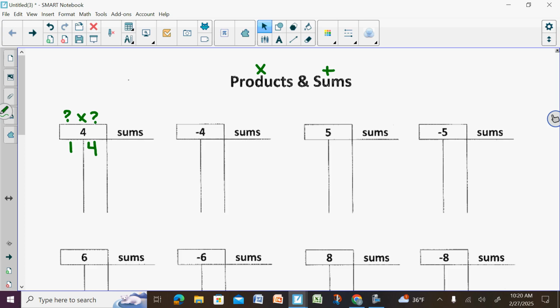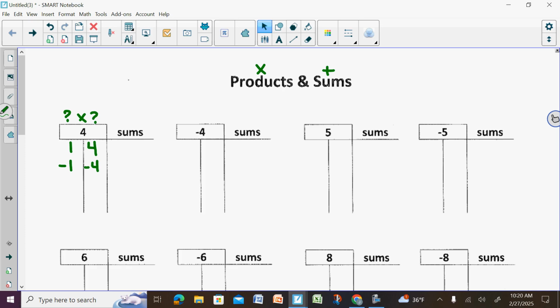I'll worry about the sums in a second. Once I get that one, this is the one that you might not think of. When you have a positive 4, we also have to include the negative factors that might make 4. So -1 times -4, a negative times a negative is positive. Yes, we have to include that one too. Whatever you get for the positives, give the two negatives right after it.